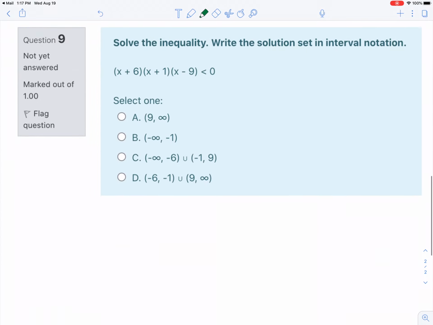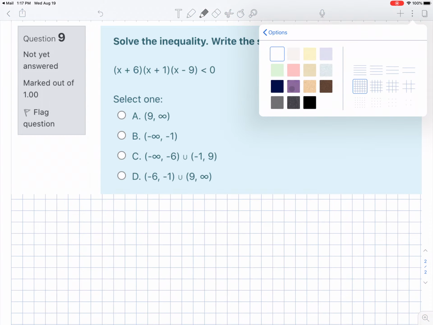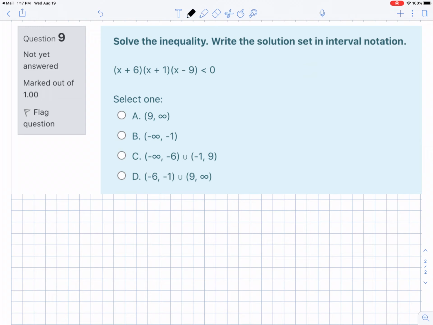We have the following question that comes in from college algebra. We're asked to solve the inequality and write the solution set in interval notation. I usually like to start by getting a copy of the original. So the original question is (x + 6)(x + 1)(x - 9) is strictly less than 0.